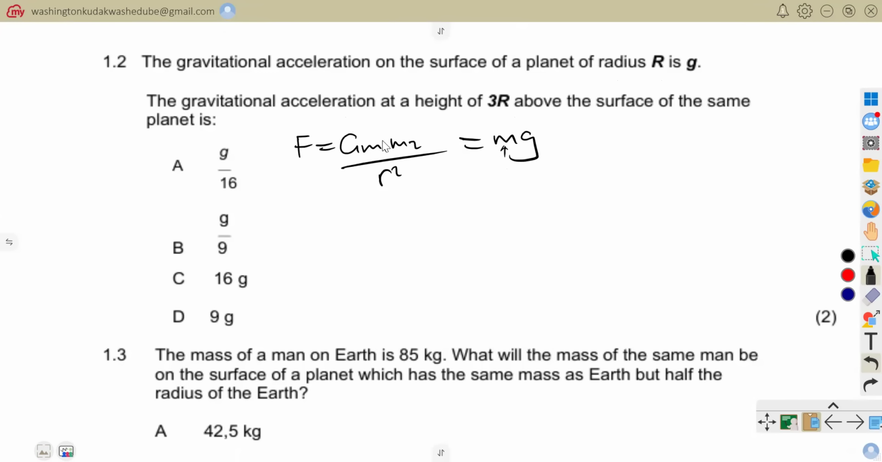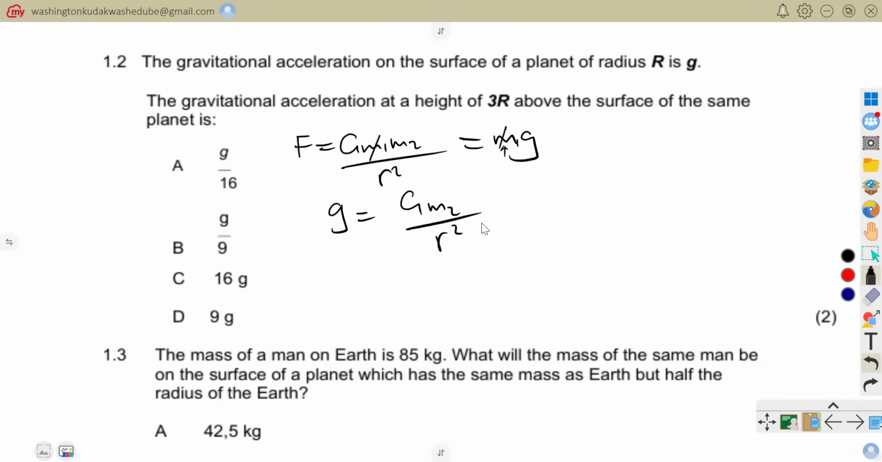So now, I get to assume that the mass of the object that would be on the planet would be the same. So now, our g would be given by G m2 over r squared. So let's assume that the mass of the object on the same planet would be constant. So we remove that mass. So m1 would be equal to that m1.